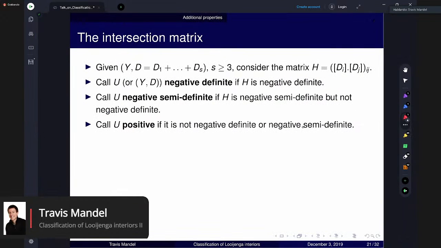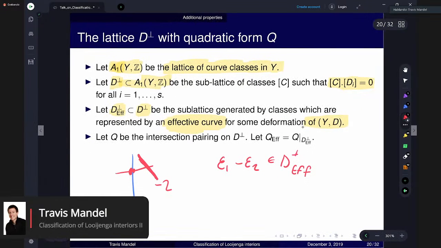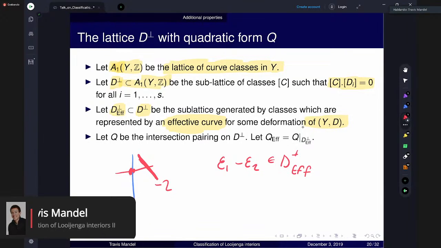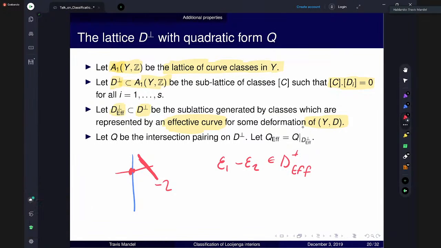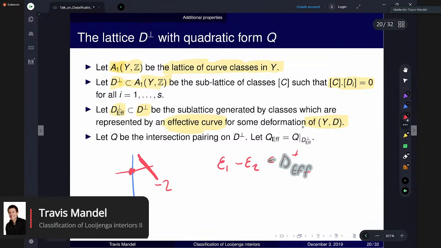Now we can talk about the intersection matrix. All right, so sorry, there's a bit more I want to say. So the intersection pairing Q on D perp, we can classify. That's a quadratic form, or you could say a symmetric bilinear form, however you want to view it. You can classify a quadratic form on a lattice by, say, a Dynkin diagram. So let me show how to do that.